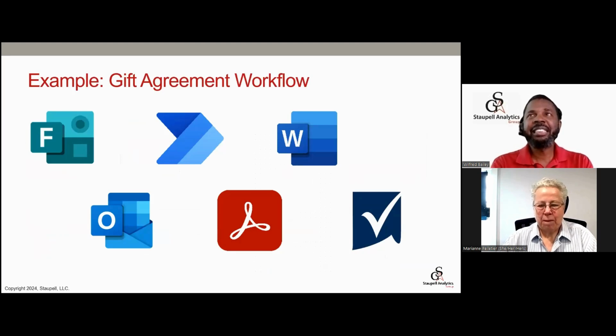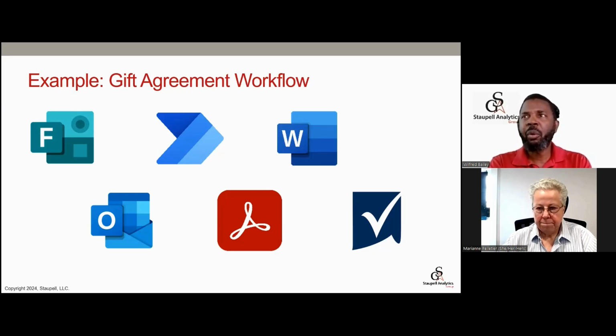So this is going to be an example of one of the ways that we have used Power Automate. This example does not connect to a CRM, so anyone can use it. In this instance, the requirement was to receive all the data necessary from the development officer to generate a draft contract for the donor to sign.